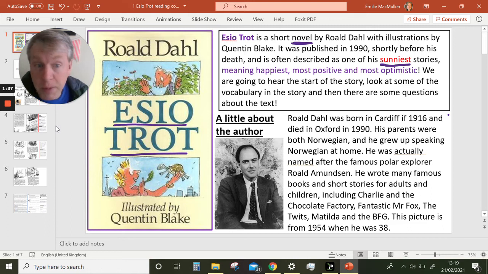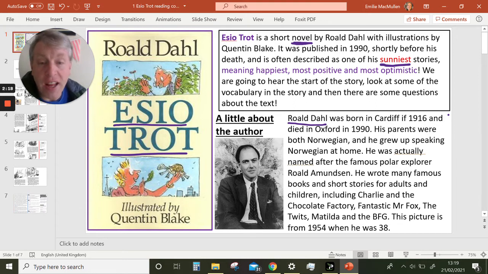I'll tell you a little bit about Roald Dahl. I'll bet you know some Roald Dahl books, so make sure you comment in Google Classroom to say which is your favourite Roald Dahl story. You might know already that Roald Dahl was born in Cardiff in 1916 and he died in Oxford in 1990. His parents, because he has an unusual name, were both Norwegian and they had come to the UK as immigrants looking for work, and he grew up speaking Norwegian at home.